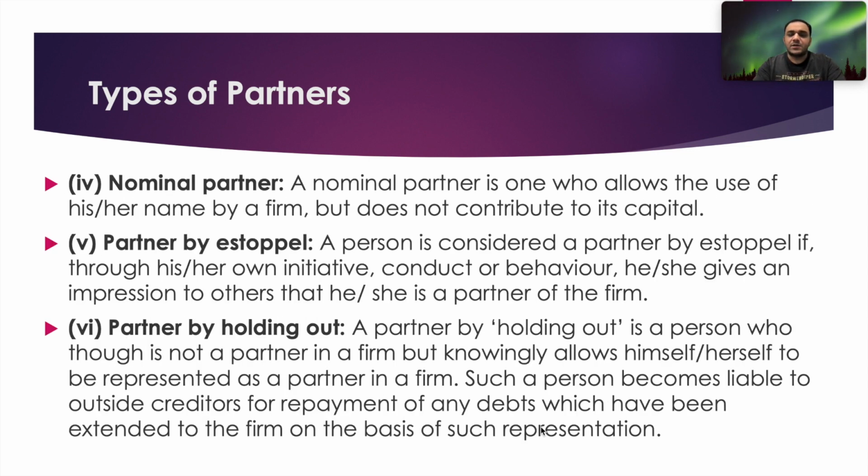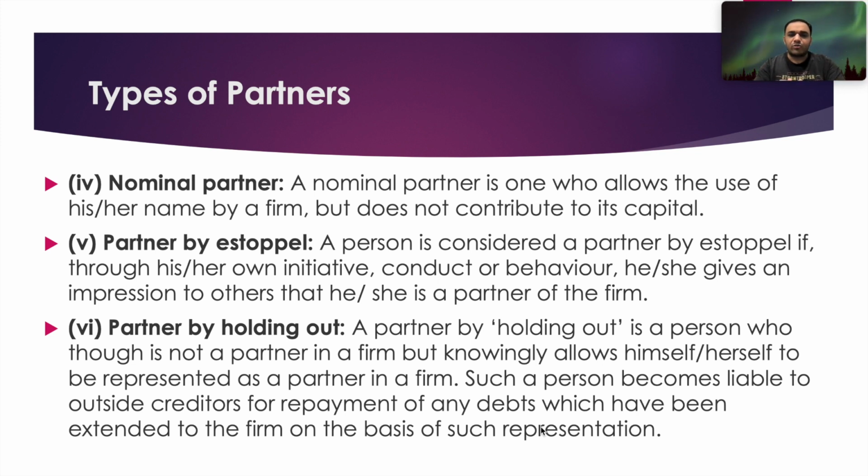A nominal partner is one who allows the use of his or her name by the firm but does not contribute to its capital. Number five is partner by estoppel. A person is considered a partner by estoppel if through his or her own initiative, conduct, or behavior he or she gives an impression to others that he is a partner of the firm. Sometimes some people, for their publicity, say that they are part of that organization, so that people are attracted.